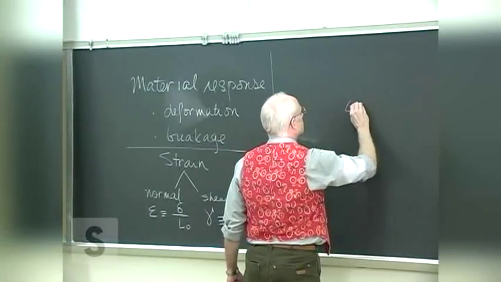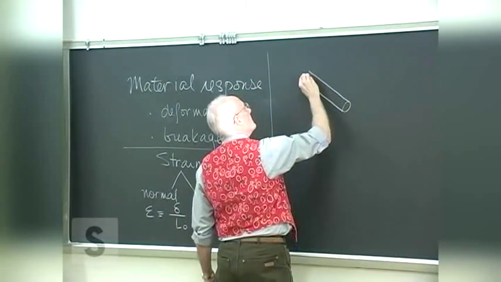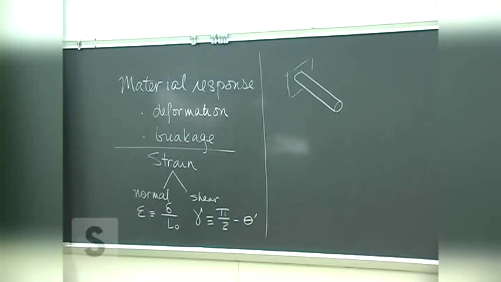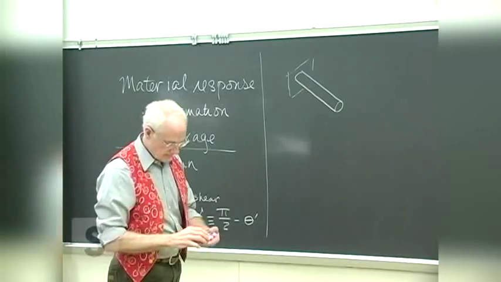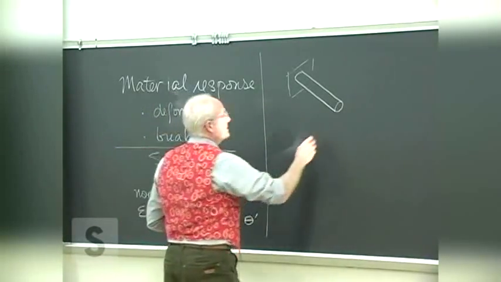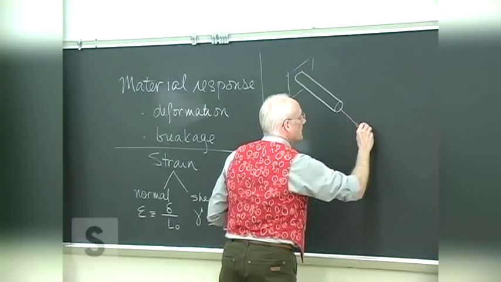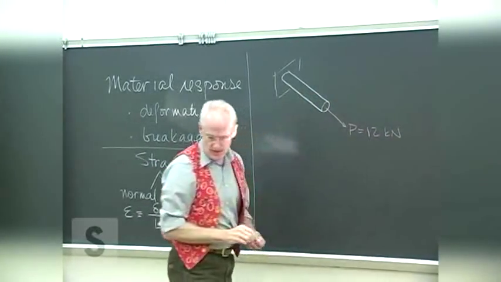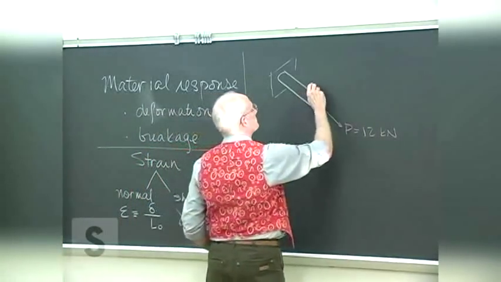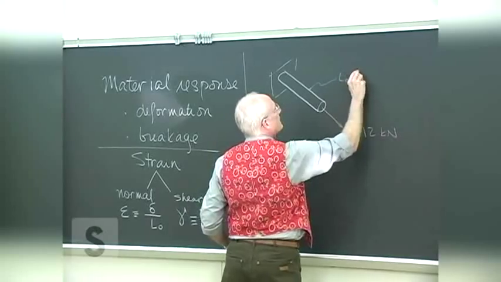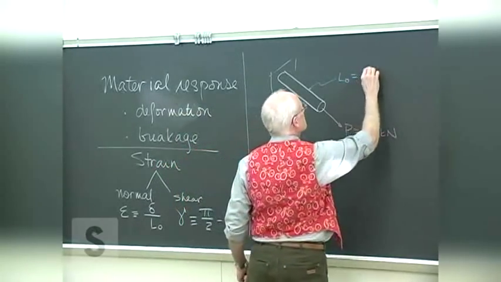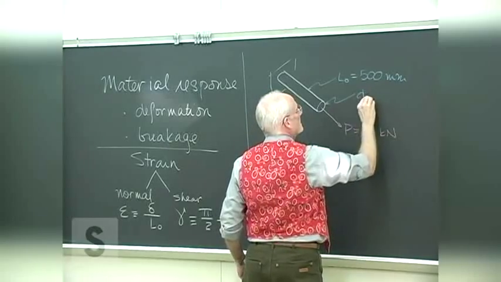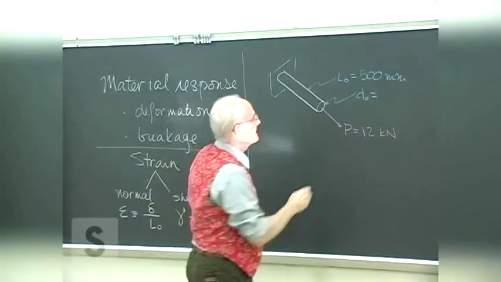So I believe we had a problem on the board that we just finished with Friday, but we hadn't actually gotten to. All I've done is gotten down the dimensions. So let me redo those. We have some thin member under some kind of load, 12 kilonewtons, and original dimensions: original length of 500 millimeters, and original diameter, 16 millimeters.